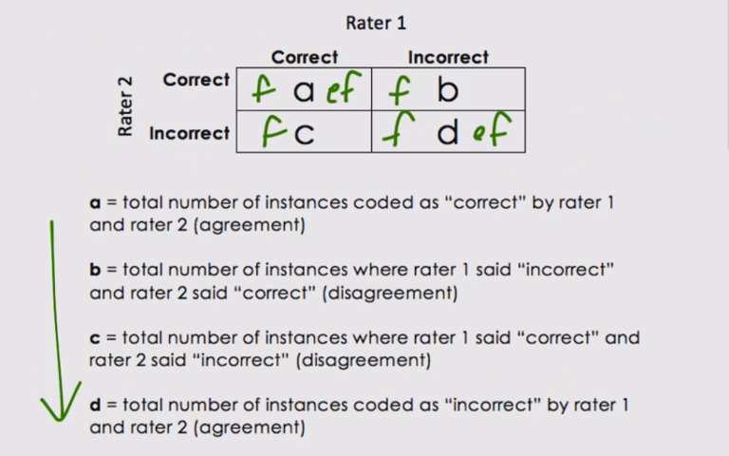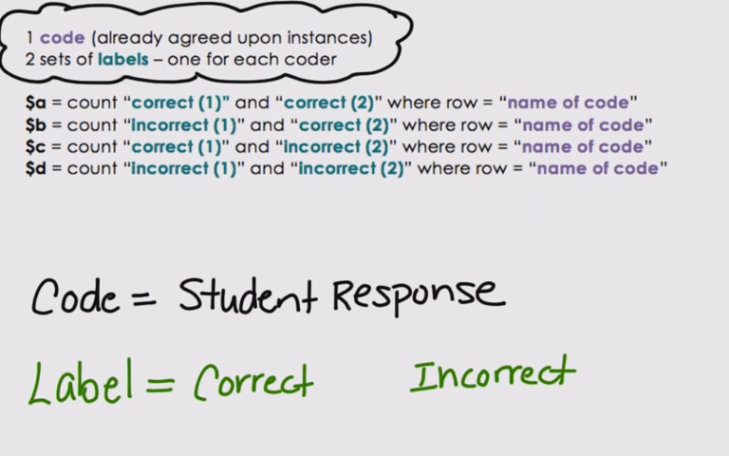Then B, which is this one over here, is going to be incorrect for rater 1 and correct for rater 2. And then C is correct for rater 1, incorrect for rater 2. So if you can see the pattern there, basically I'm making a whole bunch of variables. That's what that $ sign equals.